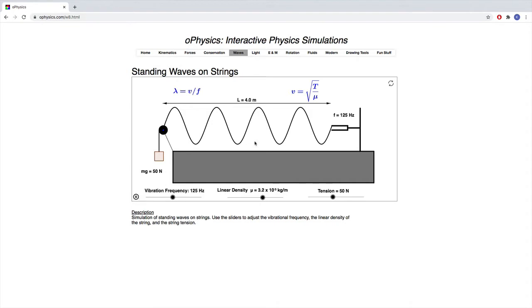So I'm going to give you this, and you're going to use this simulation as an example. This is a very nice standing wave. If you see here, you may wonder how you are going to calculate the wavelength. In this particular case, you are told that the distance from here to here is 4 meters, so the length of the string is already given.